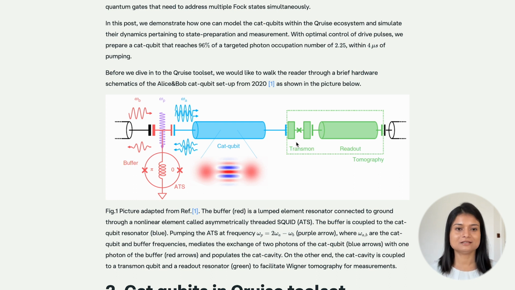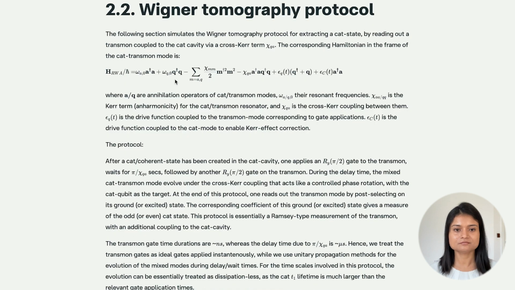One applies a Ramsey sequence consisting of two Ry pi by 2 pulses on the transmon with a delay time of pi over the cross-Kerr coupling strength. During this delay, the cross-Kerr interaction acts like a controlled phase rotation with the CAT qubit as the target. In the end, one reads out the transmon by post-selecting on its ground or excited state, thus extracting the odd or the even CAT state.